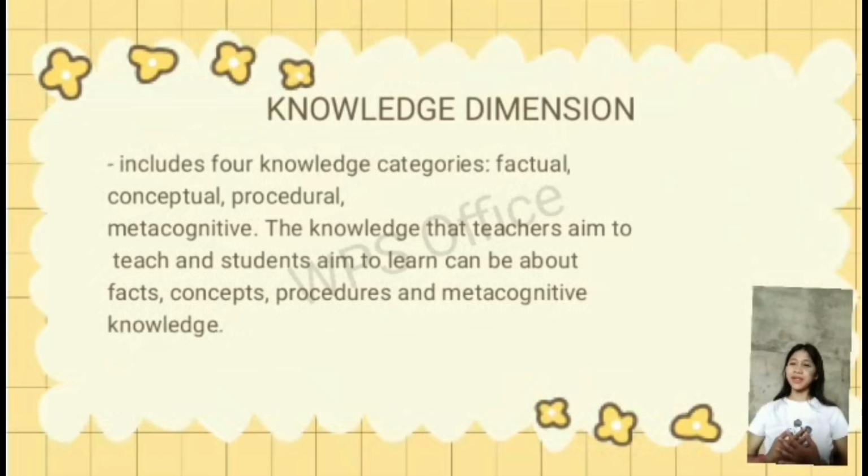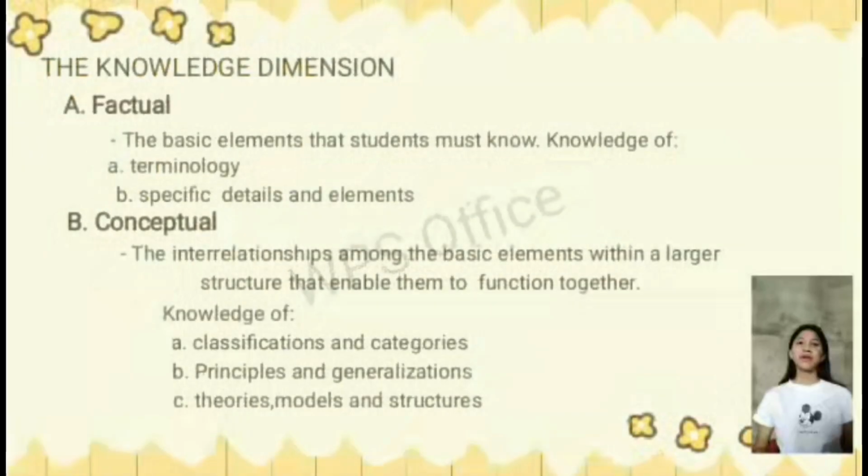Good day, ma'am. I am Jessica Bayo, the second reporter of Two Dimension. The knowledge dimension includes 4 knowledge categories: factual, conceptual, procedural, and the metacognitive. The knowledge that teachers aim to teach and students aim to learn can be about facts, concepts, procedures, and metacognitive knowledge. First is the factual dimension. The basic elements that students must know: knowledge of terminologies, specific details, and elements.